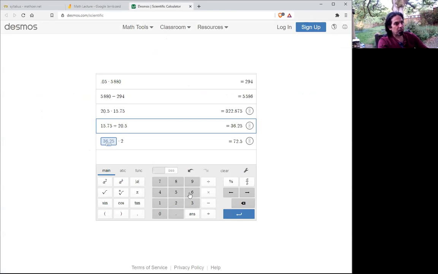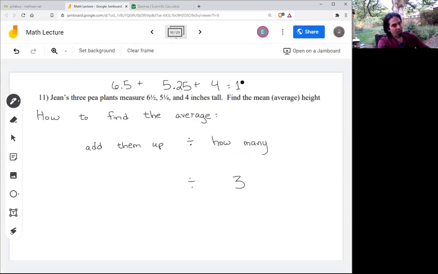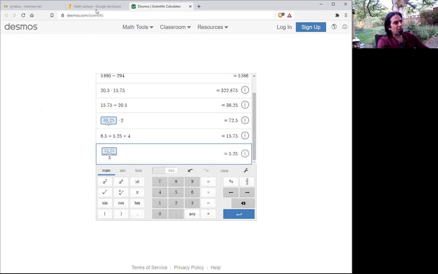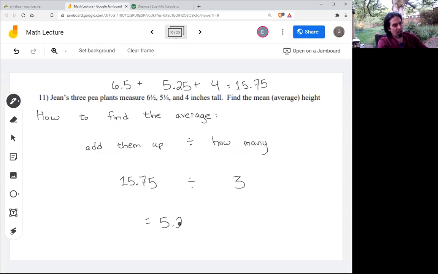So 6.5, 5.25, and 4. Oops, that's not a point. There we go. So 15.75. And then if I take my answer and divide it by 3, 5.25. So we'll do averages more, but there we go.